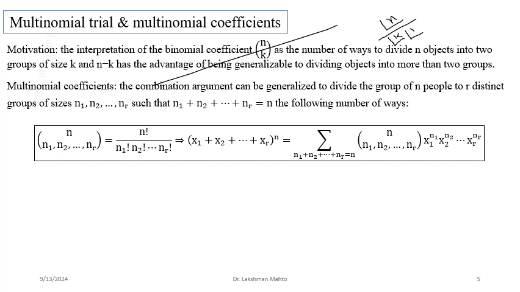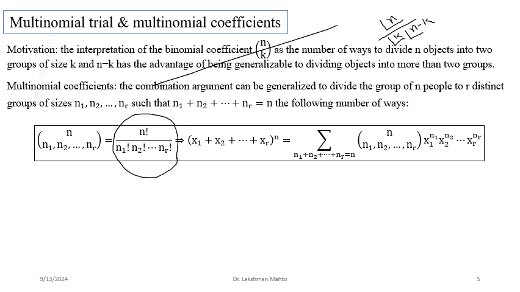Now, if you are having a multinomial trial, then K is replaced by n1, the number of people in the first group, n2, the number of people in the second group, nr, the number of people in the r-th group. In total, r groups are there, so r options are there. If you are performing a multinomial trial, there would be in total r options like that. So this one is the multinomial coefficient.